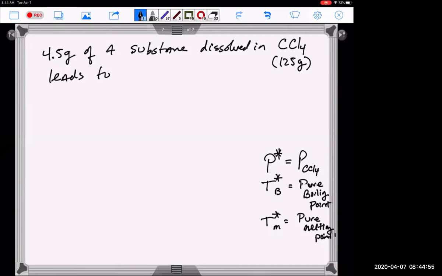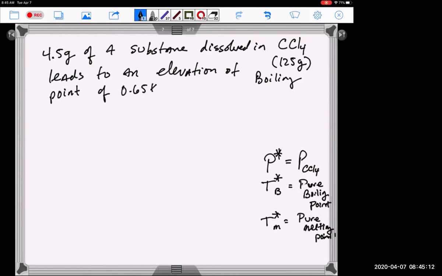So this leads to an elevation of boiling point of 0.65 Kelvin. All right, so just that information. Oh, and then we have KB for CCl4 is 4.95 Kelvin kilograms per mole, and Kf of CCl4 is 30.